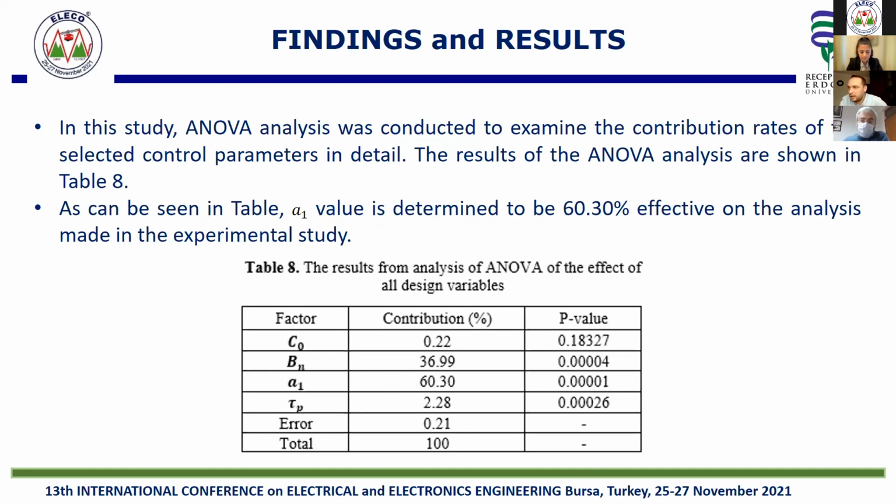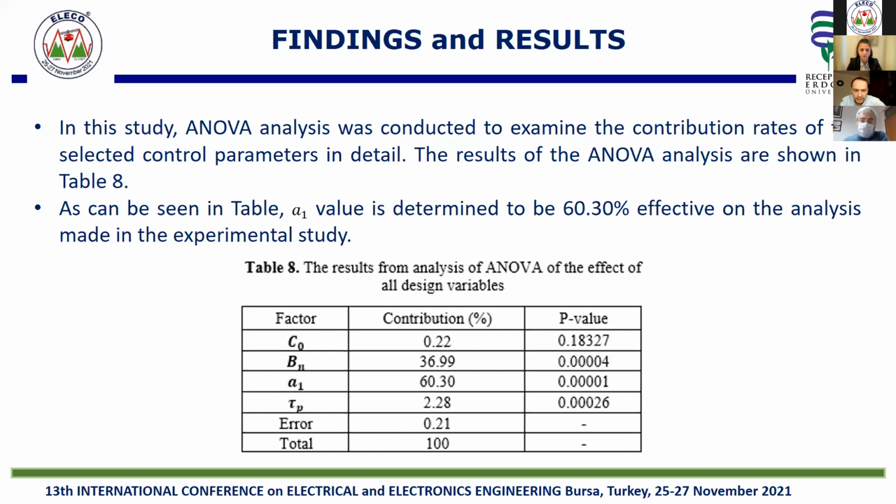In this study, ANOVA analysis was conducted to examine the contribution rates of the selected control parameters in detail. The results of the ANOVA analysis are shown in table 8. As can be seen in table 8, the alpha 1 value is determined to be 16.30% effective on the analysis made in the experimental study.